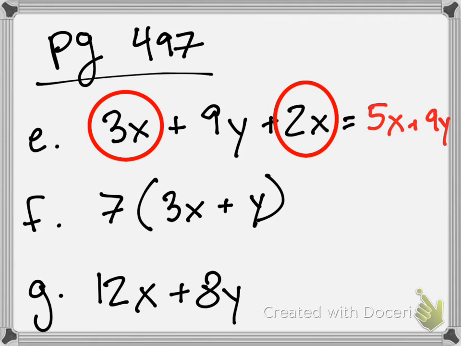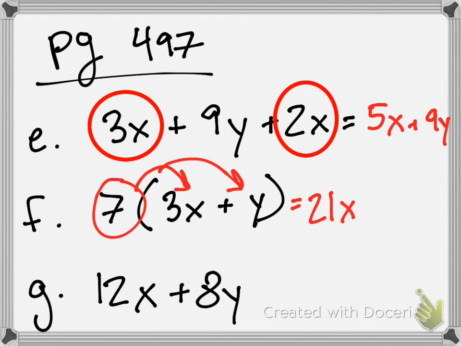What about this next one? It's technically already simplified, but let's just multiply it out. When we do the distribution method, we multiply the outside times everything on the inside. What is 7 times 3x? What is it, Ben? 21x, exactly. Then we've got the addition sign. And what's 7 times y? Lucy. 7y.